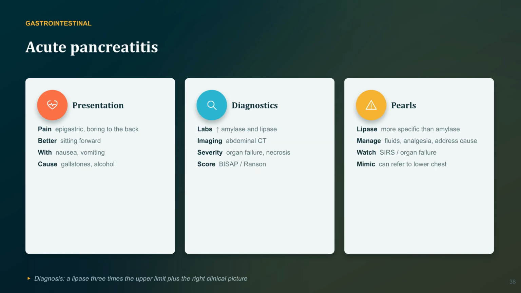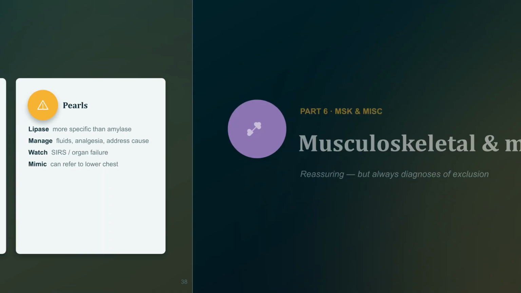Acute pancreatitis classically causes boring epigastric pain that radiates to the back and improves by sitting forward. Diagnosis requires an elevated lipase and lipase to amylase ratio. While primarily an abdominal condition, it frequently refers pain to the lower chest.